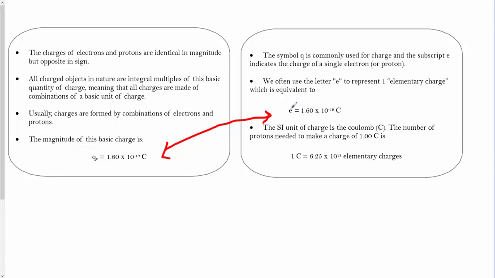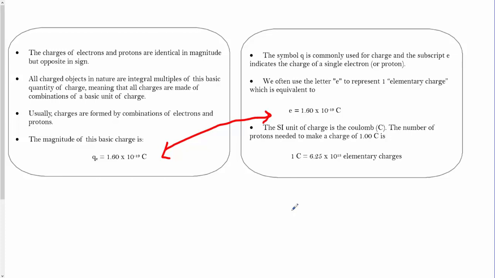Since we can represent one charge as 1.6 by 10 to the negative 19 coulombs, we can identify how many elementary charges fit in one whole coulomb. And so that's this value down here. 1 coulomb is equivalent to 1.625 by 10 to the 18 elementary charges.